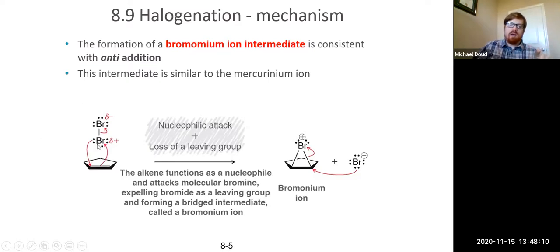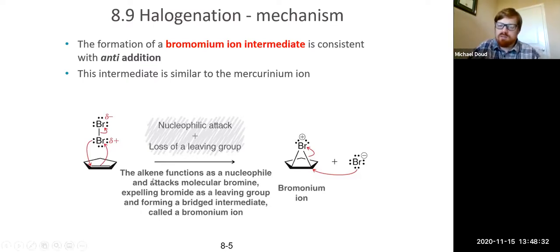So the bromonium ion, rather than being bonded to one of the carbons, instead acts as though it's bonded to both carbons at the same time. When this happens, it sits on top of the alkene, or you can think of it sitting on the bottom as well, but it sits on top of the alkene, and it prevents the other nucleophile, the bromide nucleophile, from approaching from the same direction.